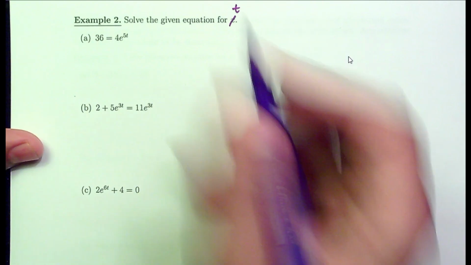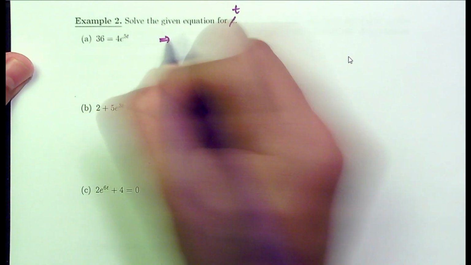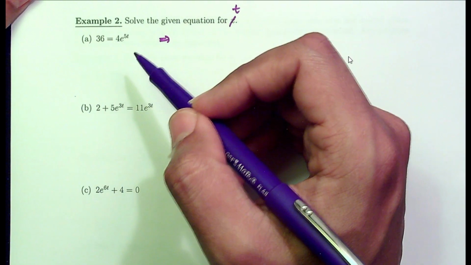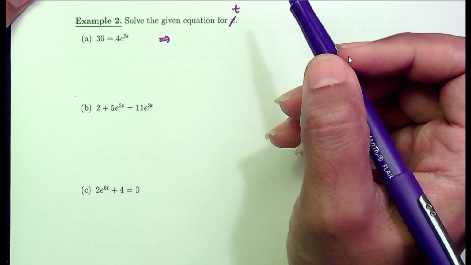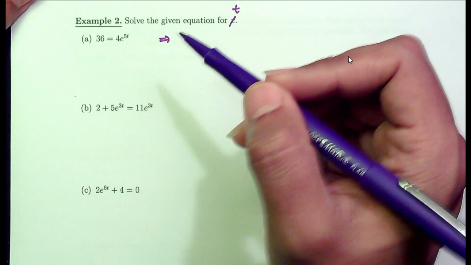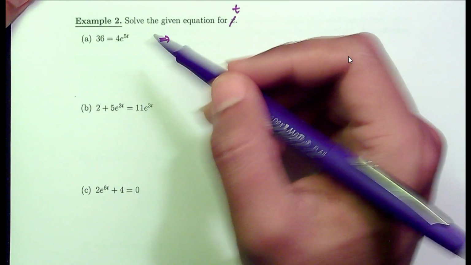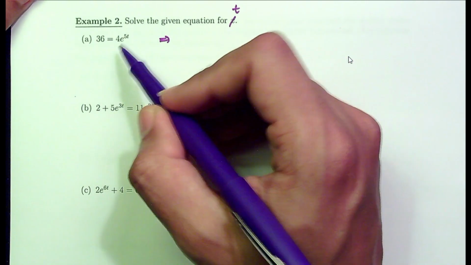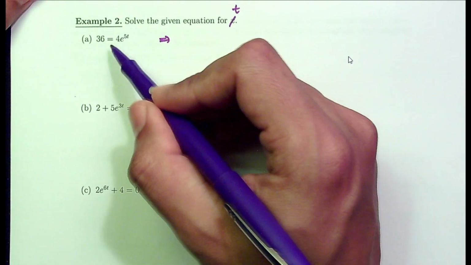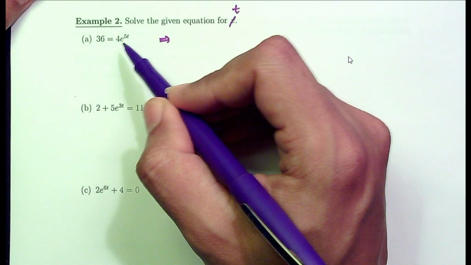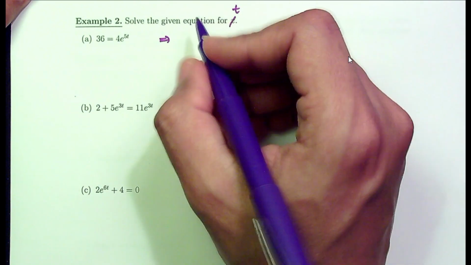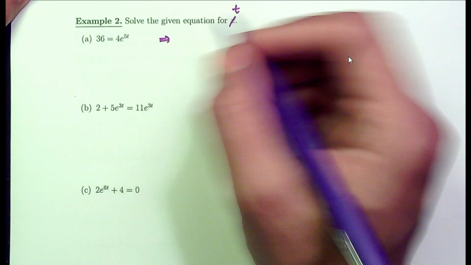All right, let's start with A. Remember, I shouldn't just take ln on both sides right away. I want an exponential all by itself first on one side. Doesn't matter if it's the left side or the right side, but I want an exponential all by itself before I take ln. Right now, I don't have an exponential all by itself. I have 4 times this exponential. So my first step is going to be to get rid of that 4. I don't want that 4 there. So divide both sides by 4.